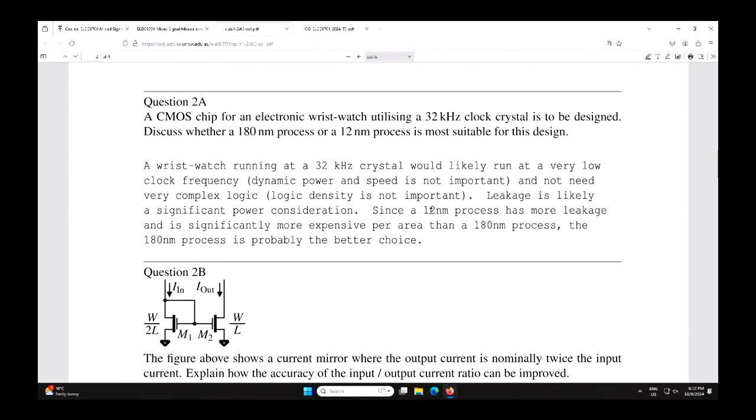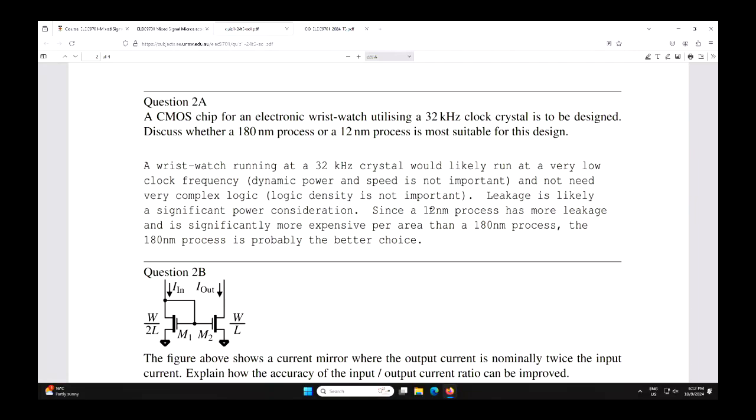Okay, so next question. You've got to make a chip for a wristwatch. It uses a 32 kilohertz clock crystal. And the question is, should we design it in a 180 nanometer or 12 nanometer process? There weren't really any problems here. The answer is, of course, that 32 kilohertz is a very slow clock.